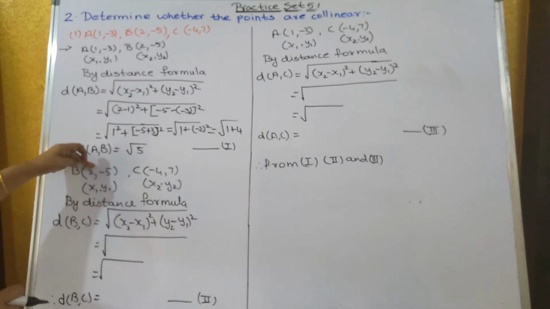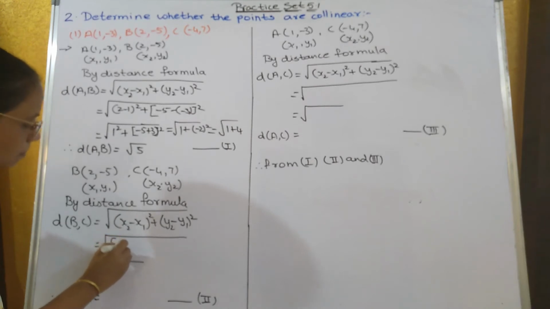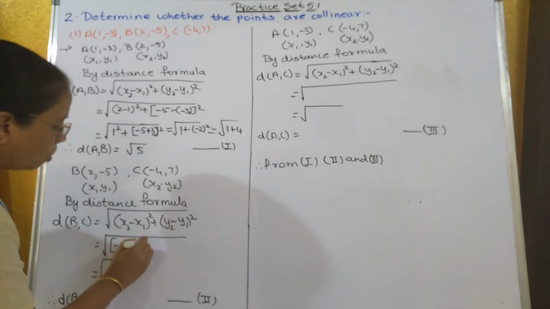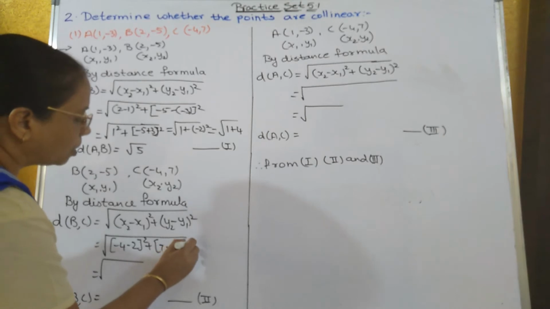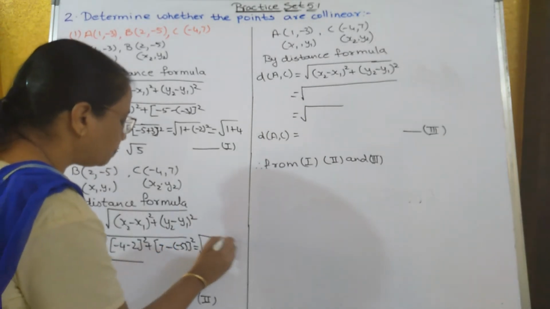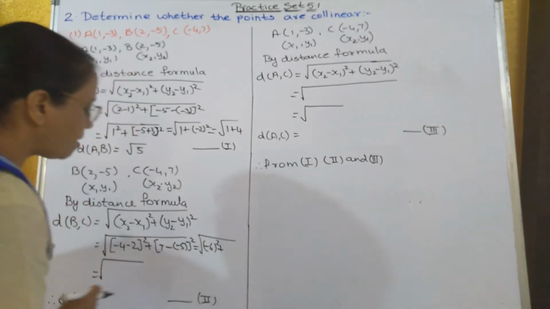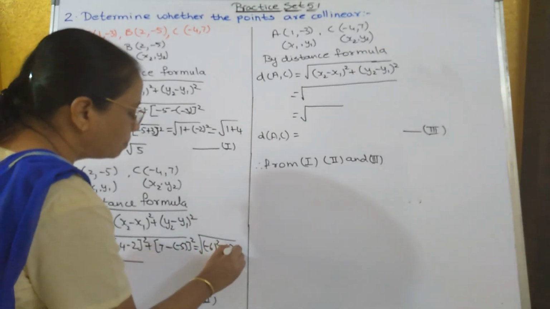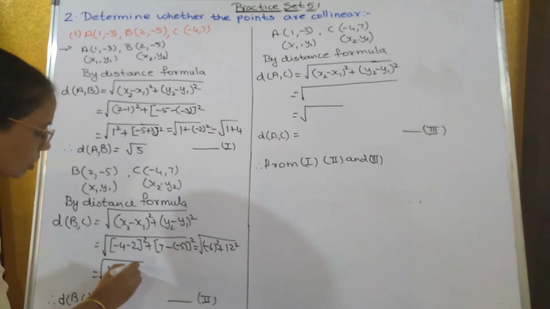Let us take the coordinates of B as x1, y1 and this as x2, y2. Then by distance formula, distance BC is what? Root of (-4 - 2) the whole square plus (7 - (-5)) the whole square. So that is equal to how much? -4 minus 2 is how much? Minus 6 the whole square plus 7 minus of minus 5, that is how much? Minus into minus is plus 5. So 7 plus 5 is how much? 12 the whole square. So that is equal to how much? Minus 6 the whole square is 36 and 12 the whole square is 144.